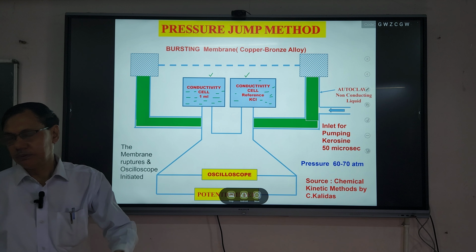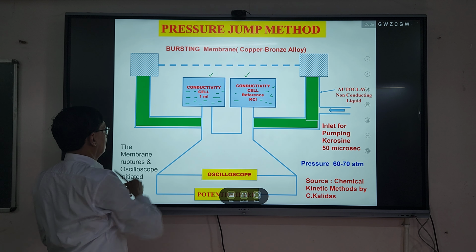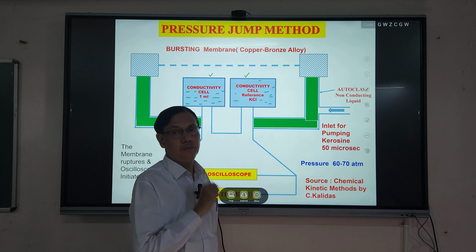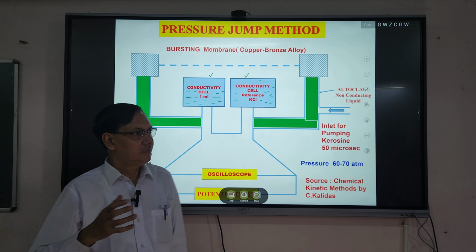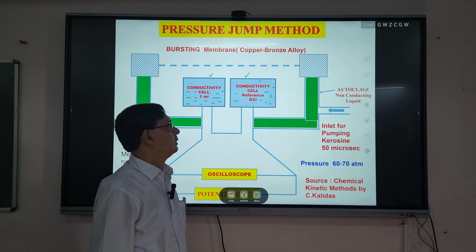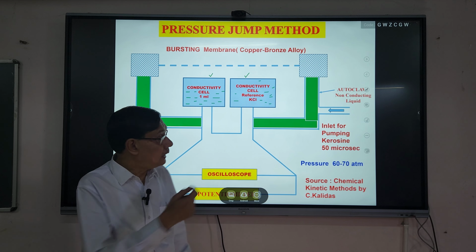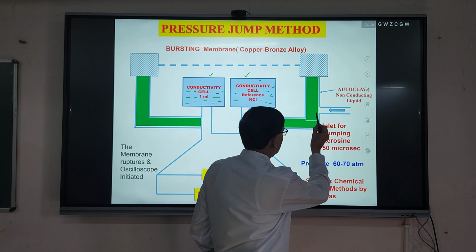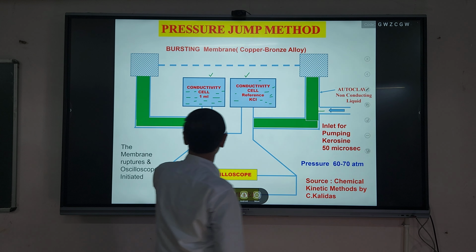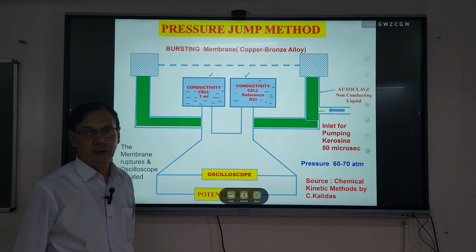This is a box type of system, the autoclave. And this green color, this autoclave is filled with some non-conducting liquid. Generally, in the old days, they used kerosene oil like that. And there is an area, and earlier the atmospheric pressure is around 1 atmosphere, ambient.